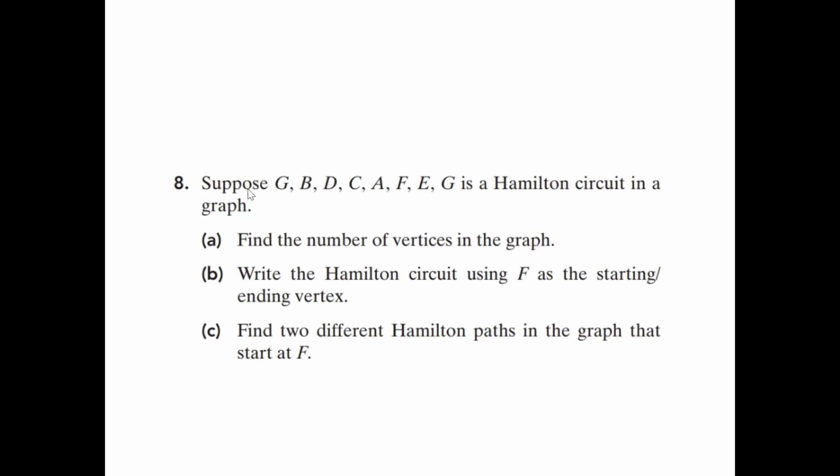Suppose that G, B, D, C, A, F, E, and G is a Hamilton circuit in a graph. Find the number of vertices in the graph. Well, you just count the vertices right here. 1, 2, 3, 4, 5, 6, 7. There's 7 vertices. Write the Hamilton circuit using F as the starting point. Right? So then you just start at F and continue. F, E, G, and then now you're back at G, so then you go from there to B, D, C, A, and end back at F.